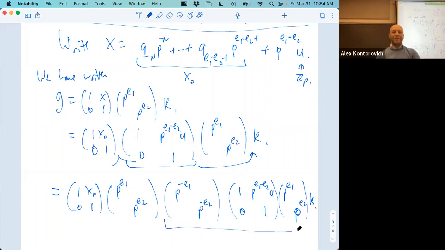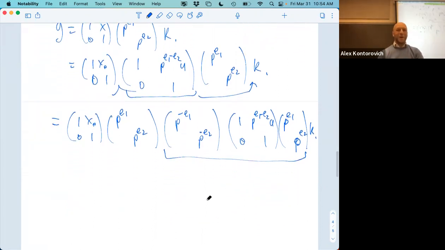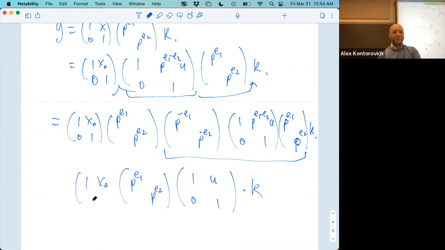In other words, I'm conjugating this thing by this diagonal element, p to the e1, p to the e2. But what is that conjugation? When we work out what that conjugation is, on the diagonal I'm still going to have 1s and 0s. And by the same process as before, this is going to take off a p to the e1, this is going to take off a p to the minus e2, and you'll be left with u. I'll let you do that calculation more slowly if you like. So then you get times k times p to the e1, p to the e2, 1 x0, 0, 1, g. And this is in k.